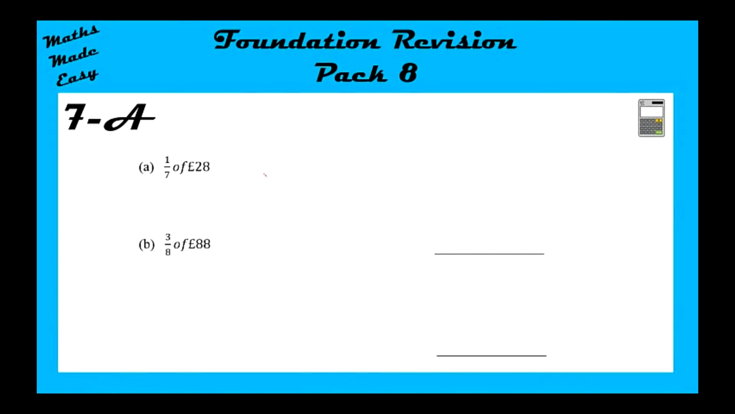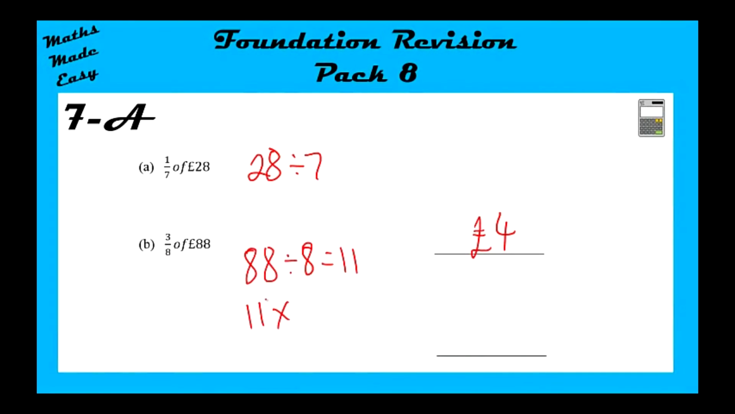Find 1/7 of 28. We do 28, divide it by 7, gives you 4. Find 3/8 of 88. We do 88, we divide by the bottom number. That gives you 11, and then take that 11 and times by the top number, 3, that gives you 33. So that approach was divide by the bottom number, times by the top number.